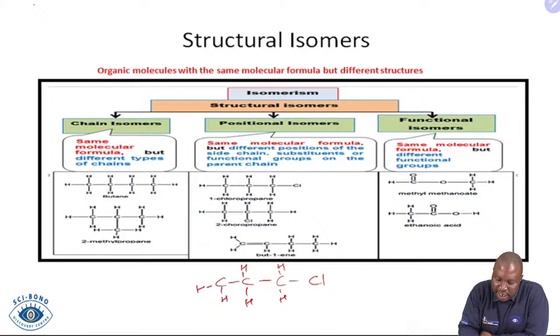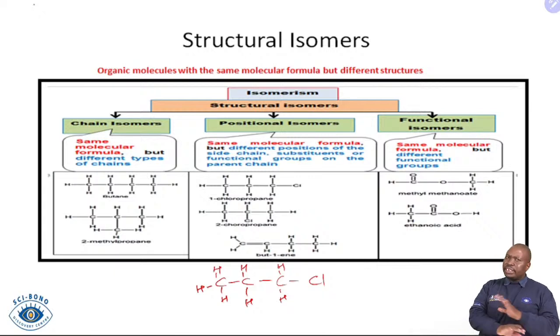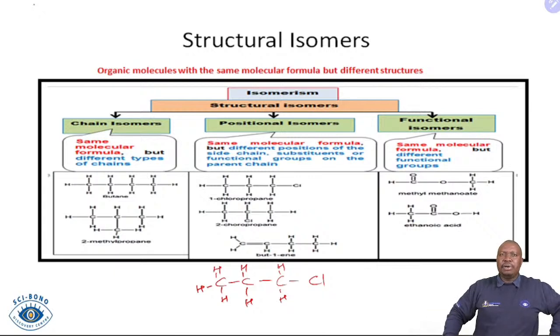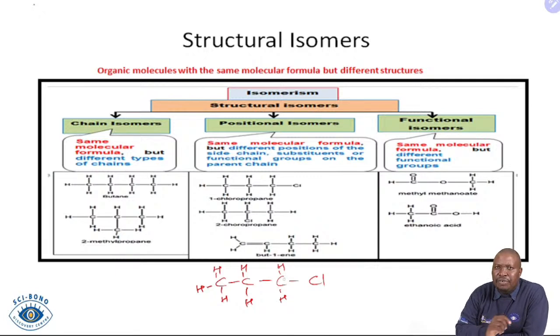Remember what we said, each carbon must always be surrounded by 4 bonds all the time. Ensure 4 bonds around the carbon, because when we're marking, we're always looking for that. If we find more than 4 bonds around a carbon, we are going to lose marks. So this is the structure of 1-chloro, because when you number, I said start from where the functional group or the substituent is.